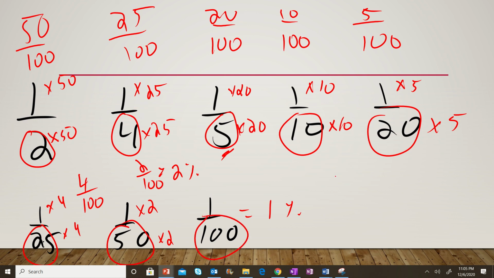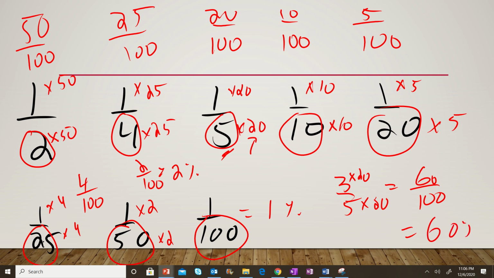So let's say I did this, 3 over 5. What is that as a percent? Well, I'm going to go 5 times 20, right? I match this one to this one right here. So I'm going to do the same up top, 3 times 20. I'm going to get 60 over 100, which, as we know, is 60%.